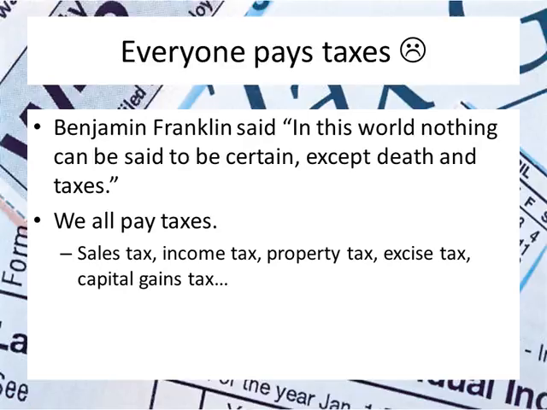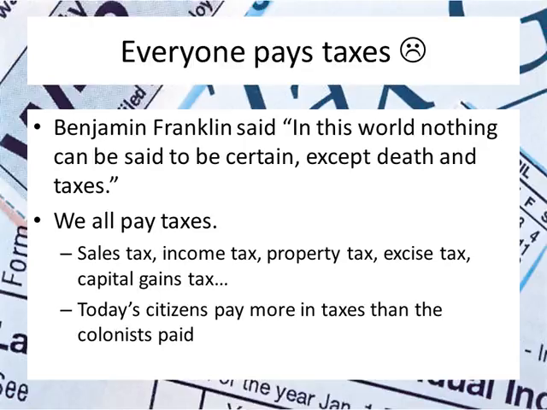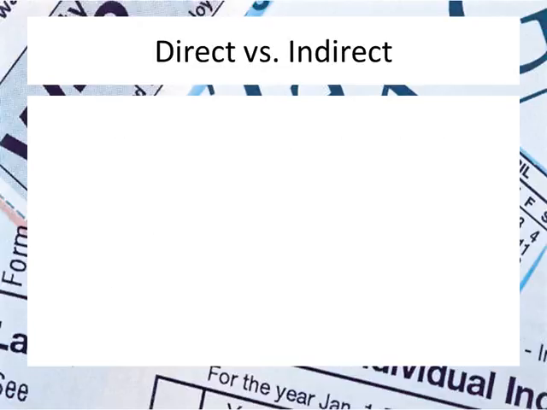There's a couple of different kinds of taxes. There's sales taxes, income taxes, property taxes, excise taxes, capital gains taxes, gas taxes, tobacco taxes, taxes on everything, water taxes, you name it, there's a tax on it. Today's citizens actually pay more in taxes than the colonists paid. And the colonists sparked a revolution because of the taxes that they paid. So that says a lot about what we do now is different than what we did a couple hundred years ago. So there's two different basic types of taxes.